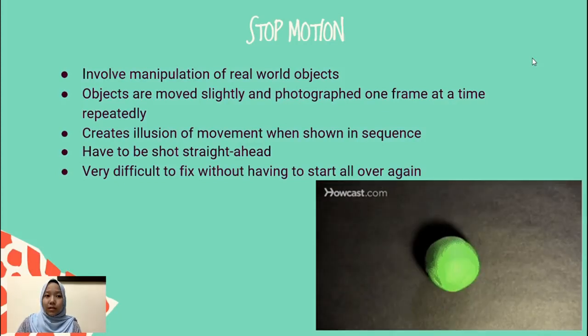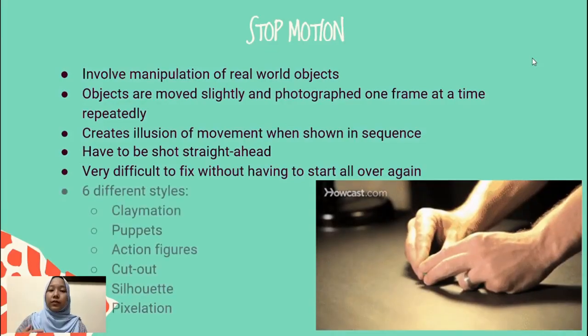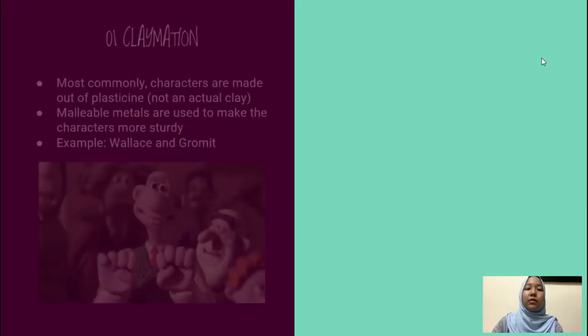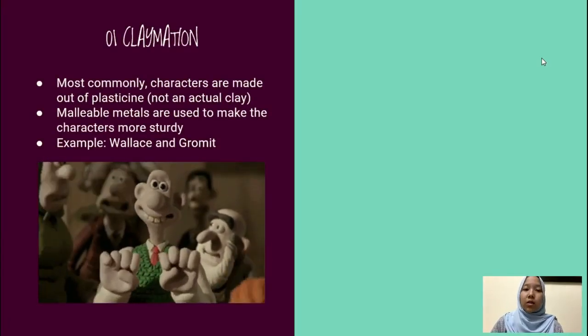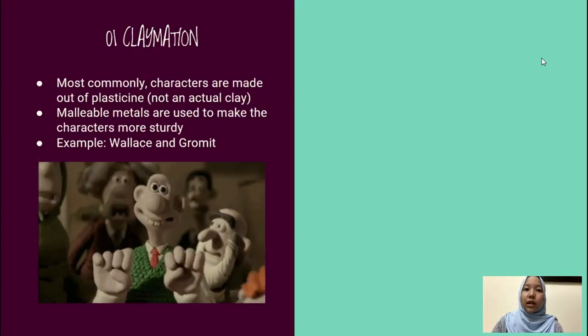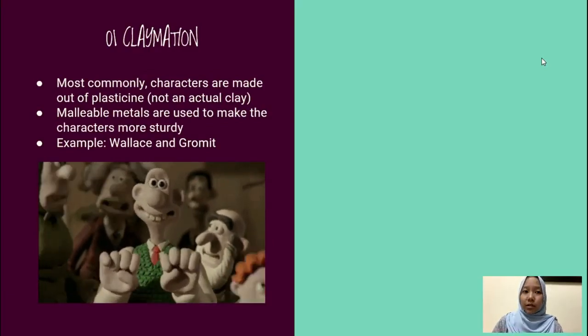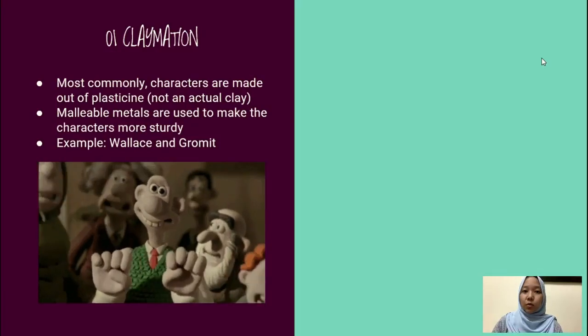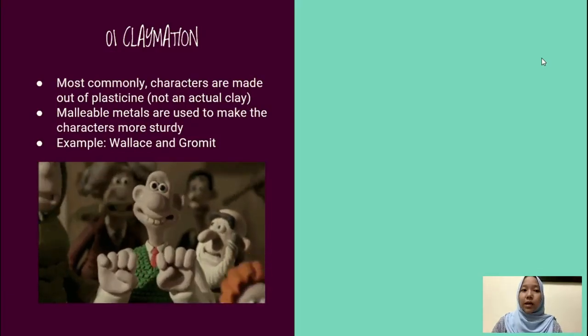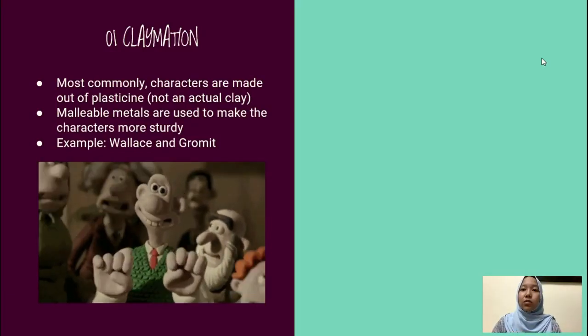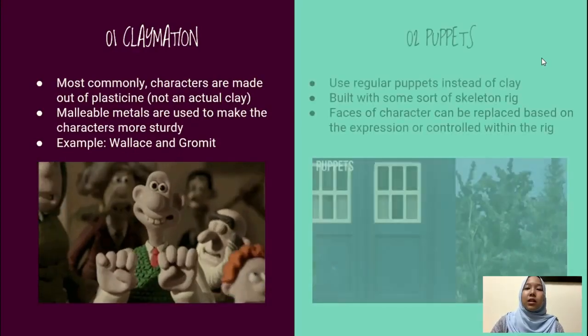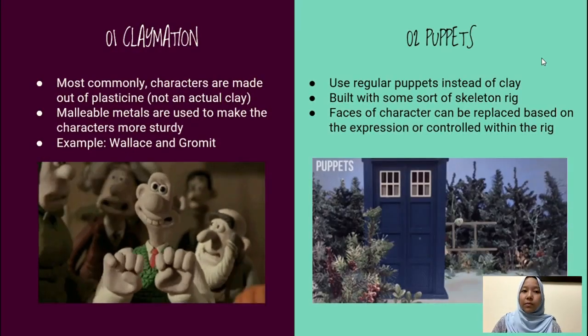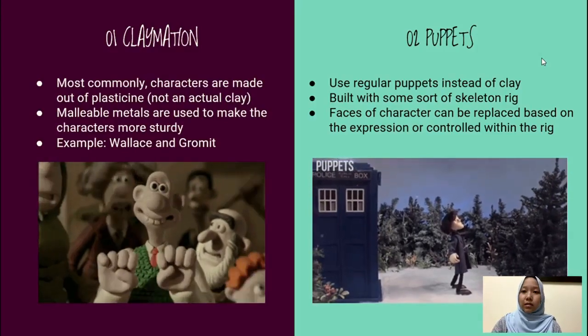There are 6 different styles of stop motion. The first one is claymation. The characters are made out of clay or plasticine, which is not an actual clay. In advanced claymation, metal skeletons are used to make the characters more sturdy, whereby the clay is molded onto it. Some animators would use regular puppets, which are also built using a skeletal rig.